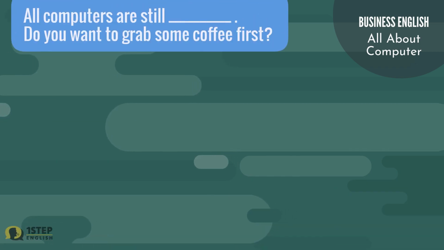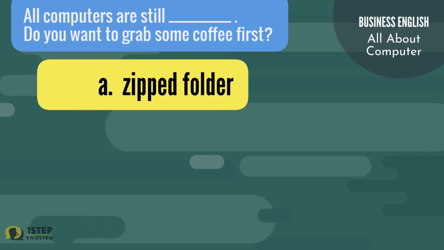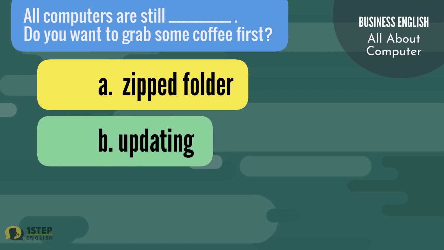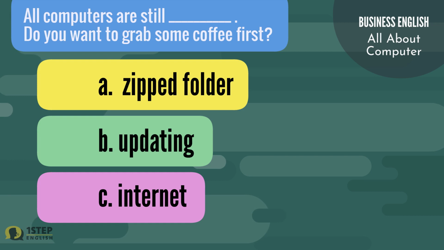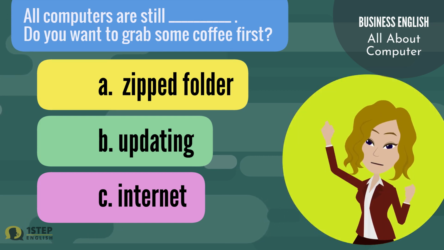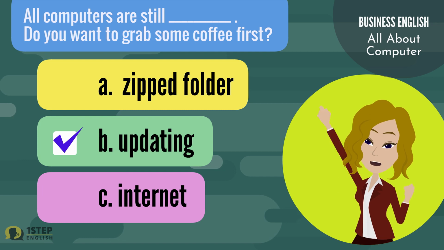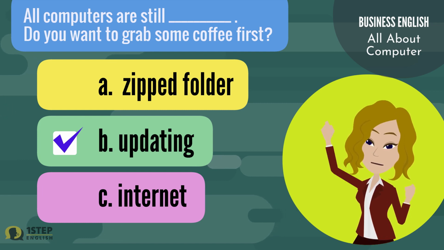All computers are still blank. Do you want to grab some coffee first? Letter A. Zipped folder. Letter B. Updating. Letter C. Internet. The correct answer is letter B. Updating. All computers are still updating. Do you want to grab some coffee first?